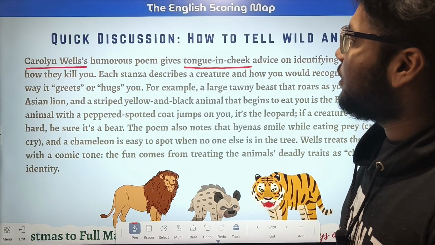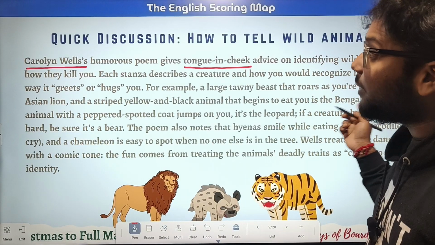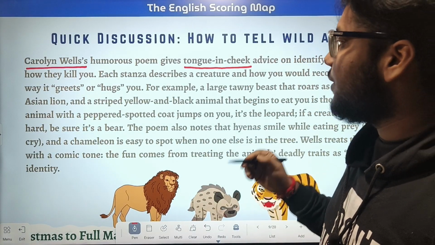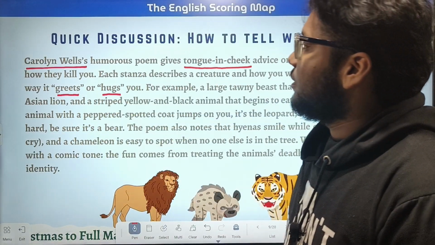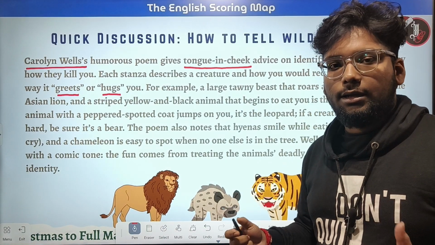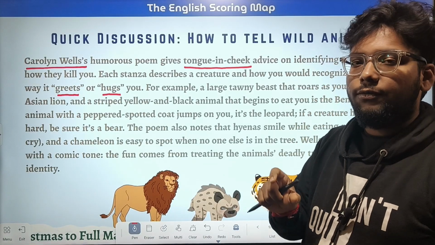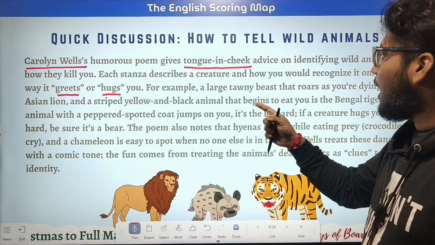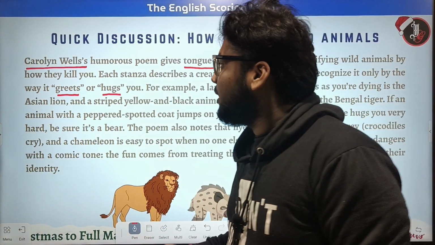Each stanza describes a creature and how you would recognize it only by the way it greets or hugs you. That's very important: greets or hugs you. The poet is saying that whenever a tiger comes to you and hugs you or greets you, this will tell you whether you will live or die. For example, a large tawny beast that roars as you are dying is the Asian lion.